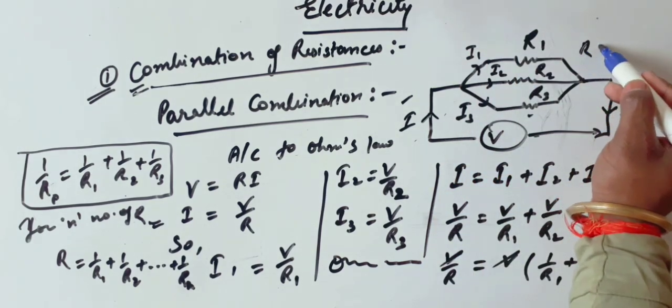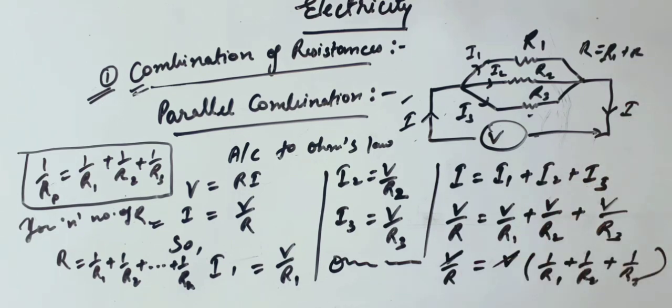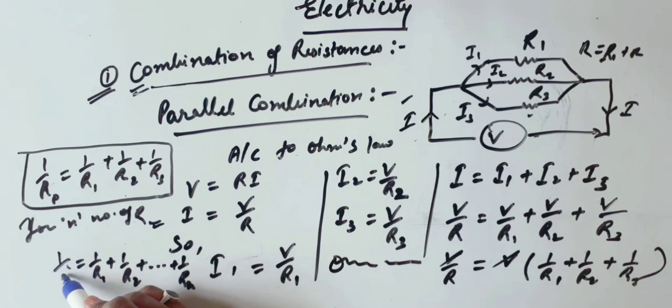So it is clear that in the case of series combination, the total resistance will be R equal to R1 plus R2 plus R3 and so on. And in the case of parallel combination, 1 upon R will be equal to 1 upon R1 plus 1 upon R2 plus 1 upon R3 and so on.